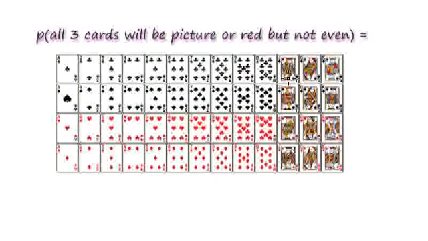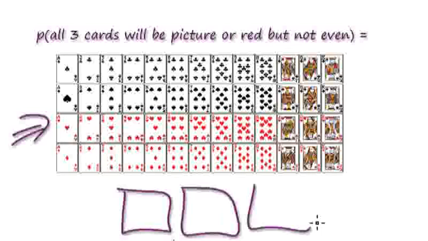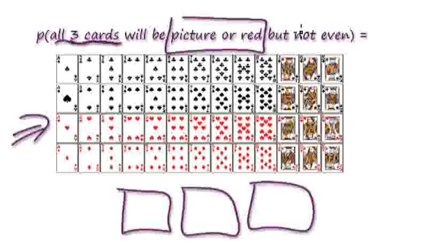Okay, try to do this Venn diagram problem. Suppose you've got a packet of cards. We're going to pick out 3 cards at random. So all these here represent your cards. We're going to pick out 3 cards at random. Now, what is the probability that all three cards will be picture or red, but not even?